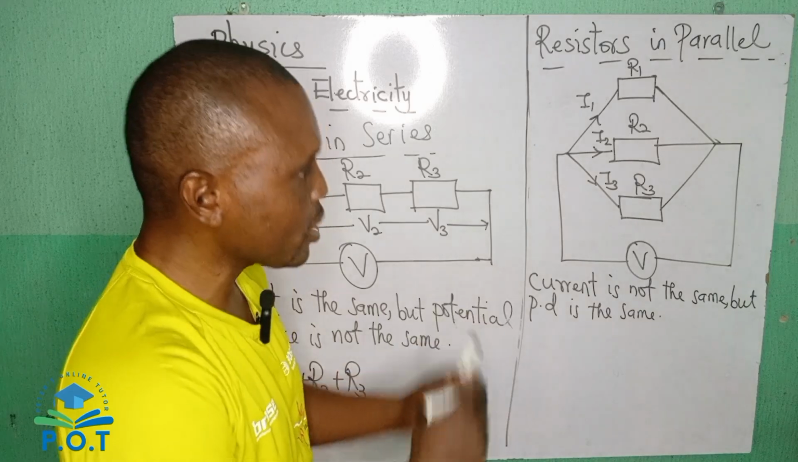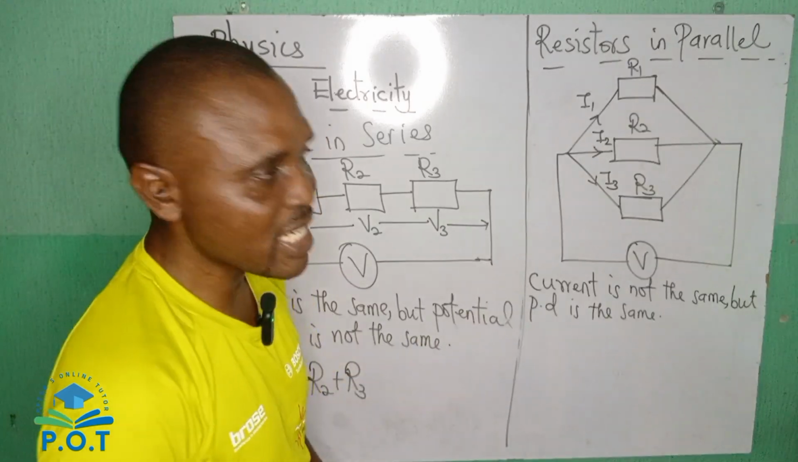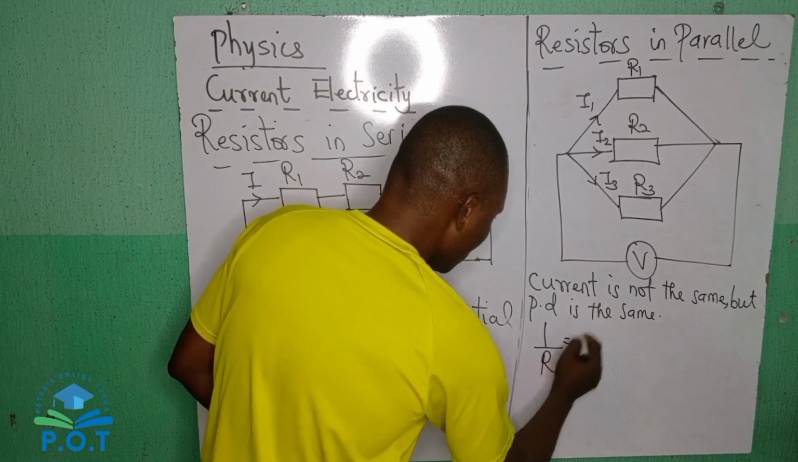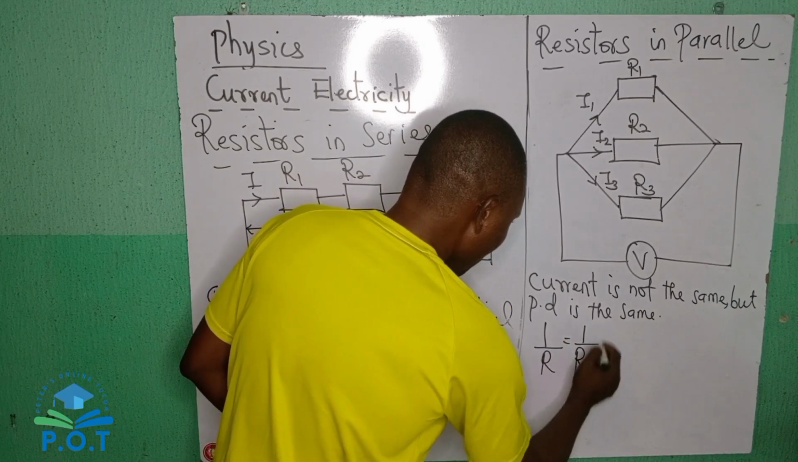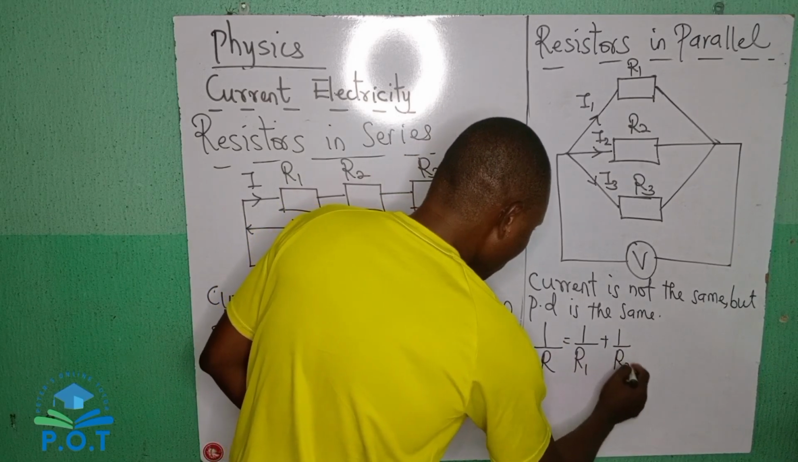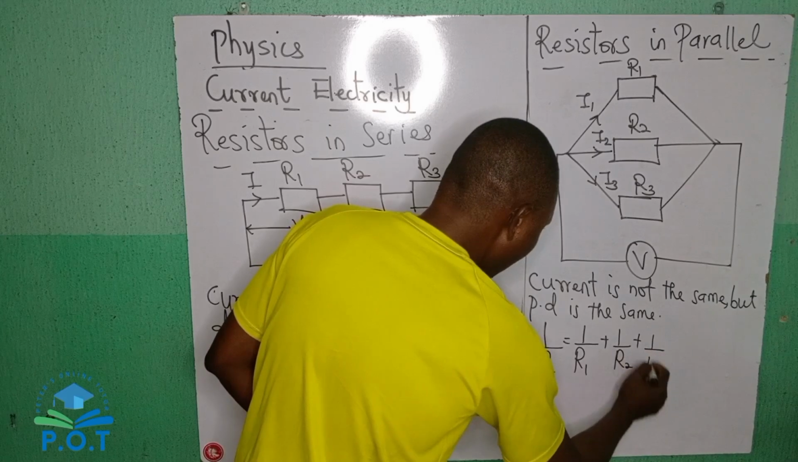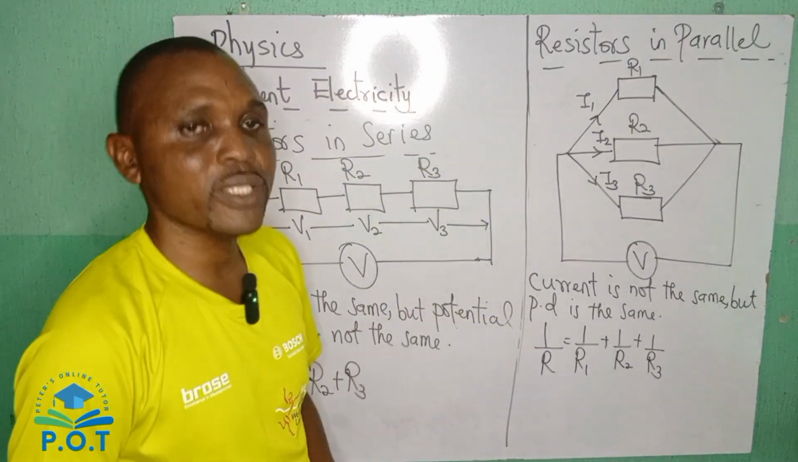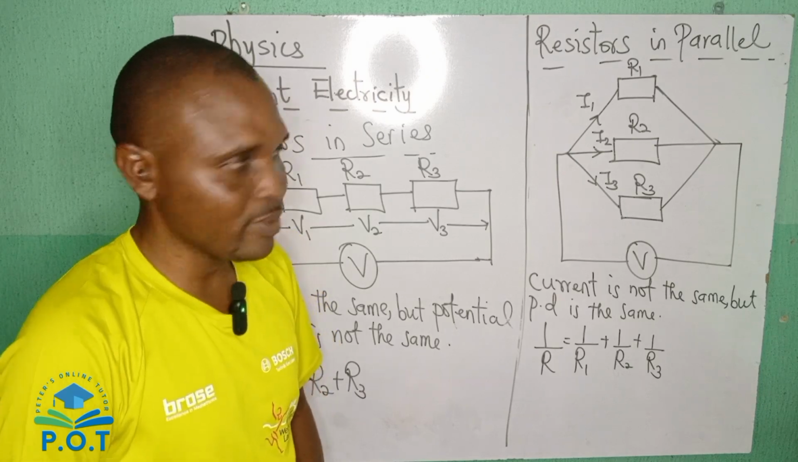So how do we calculate for resistors in parallel? It's like this: 1 over R equals 1 over R1 plus 1 over R2 plus 1 over R3. So this is how you calculate for resistors in parallel, right?